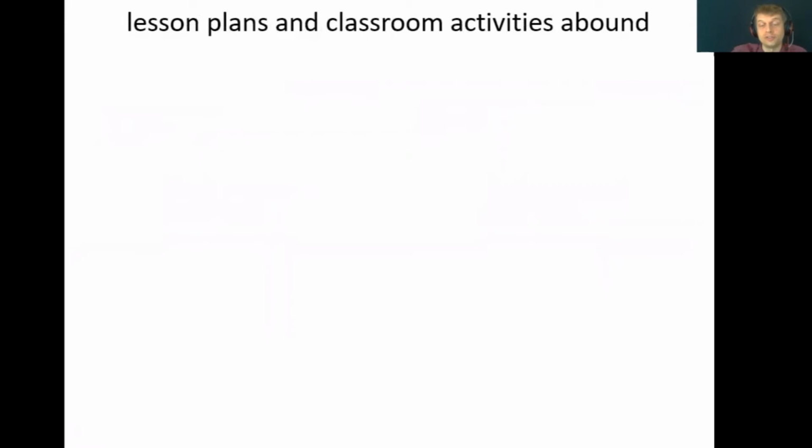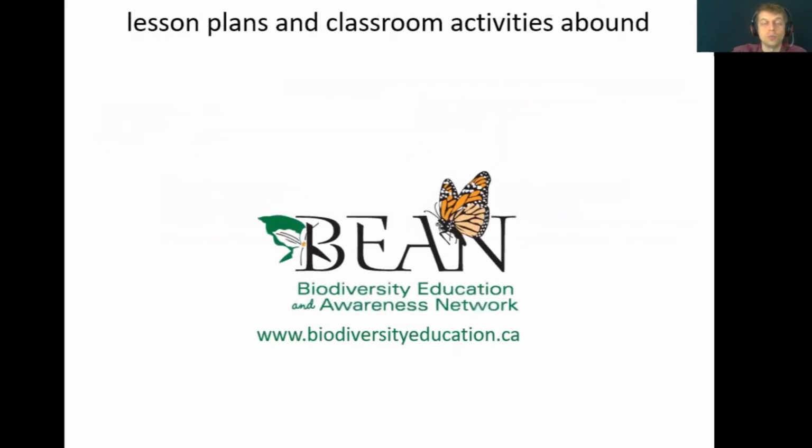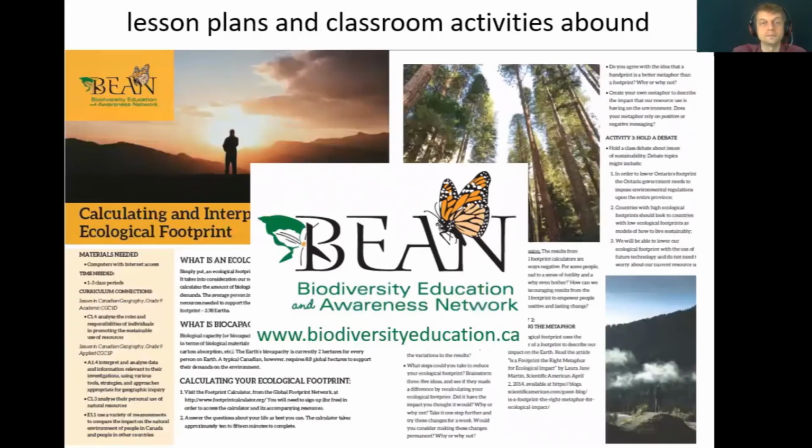There are many to choose from online that are open access, and I'm just going to profile one that's been created by BEAN, which is an acronym that stands for the Biodiversity Education and Awareness Network of Ontario, and you can get their material at biodiversityeducation.ca. And among their material is a sheet that talks about calculating and interpreting the ecological footprint.